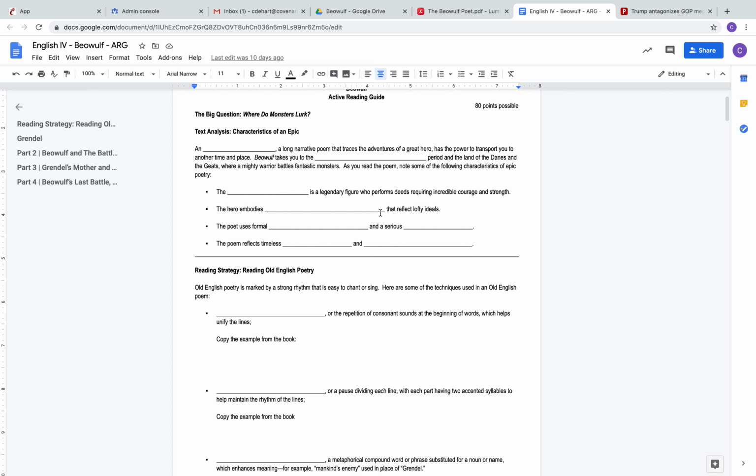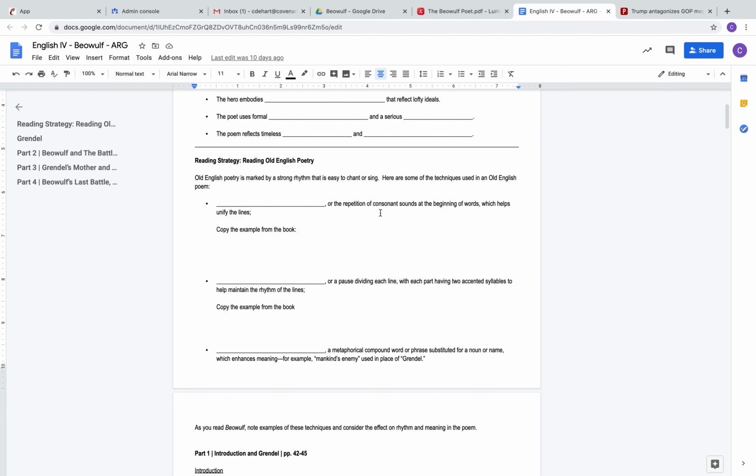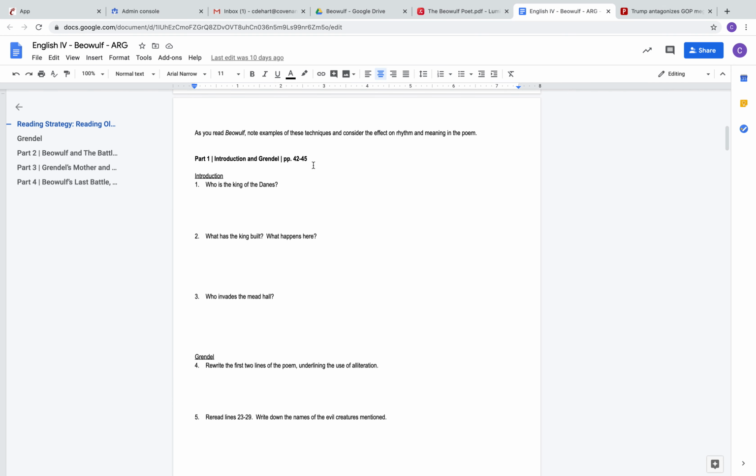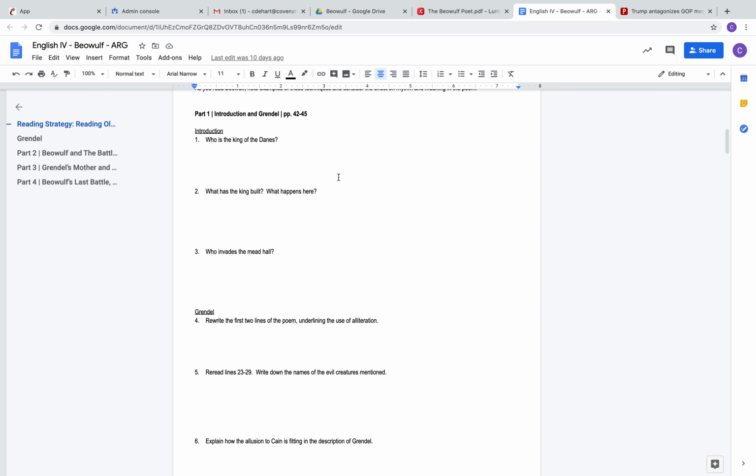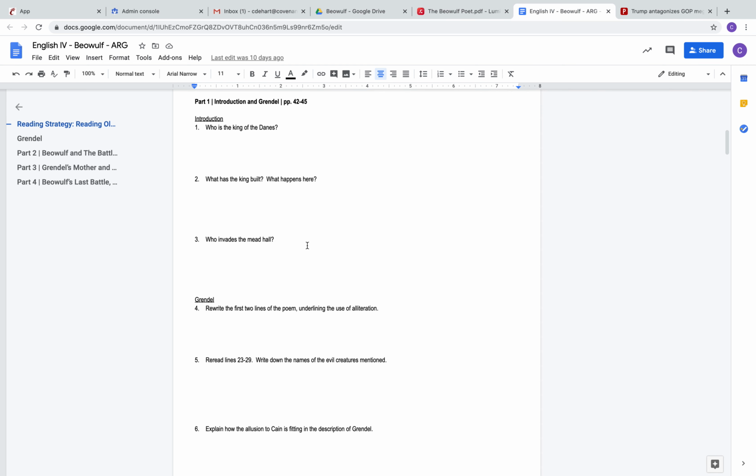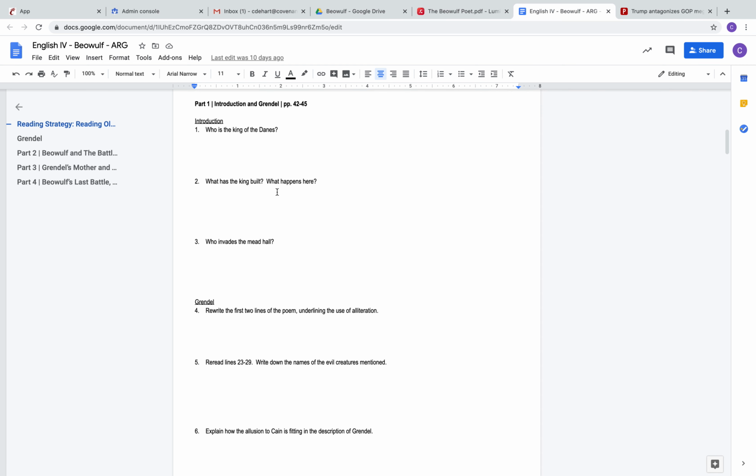So here's your reading guide for Beowulf. You were asked to read part 1, which is pages 42 through 45. I kept the reading kind of light so that we could just get used to the language and get used to Beowulf. I'll have the reading guide up on the screen in case you want to refer to it. And I will go ahead and read and discuss the important parts just like we would if we were in class. So without further ado, let's go to page 42 in your textbook and let's just jump right into it.